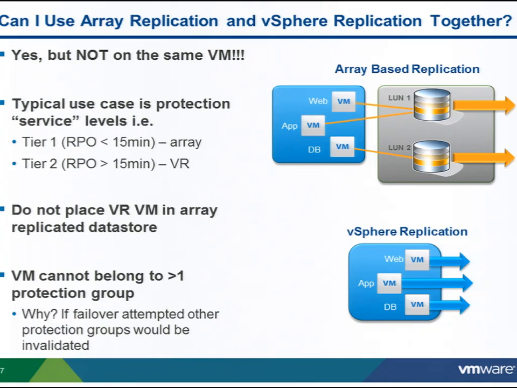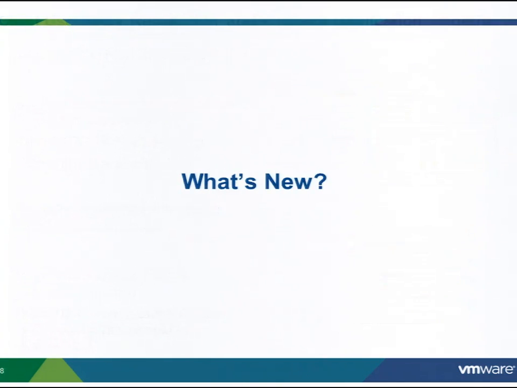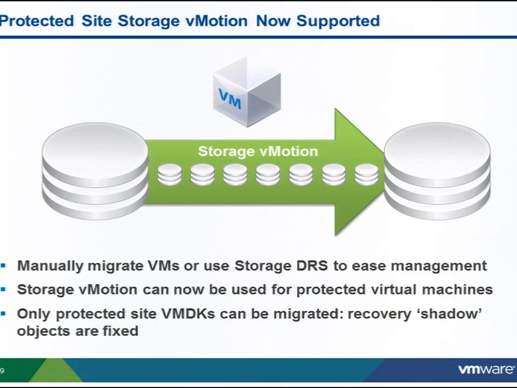Now, as we mentioned, you don't really want to replicate the same virtual machine twice for a number of different reasons. First of all, we don't want it to have to belong to multiple protection groups. It can't belong to multiple protection groups, given the way we protect that virtual machine. But if we fail over a virtual machine that's protected by vSphere Replication, then all of a sudden that breaks our array-based replication. And likewise, if we fail over the array-based replication, then our VR state gets very confused. So you can mix and match them, but not for the same virtual machine.